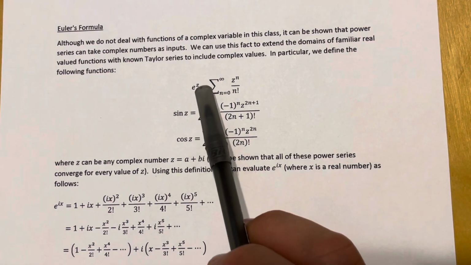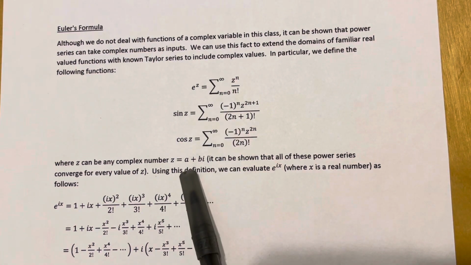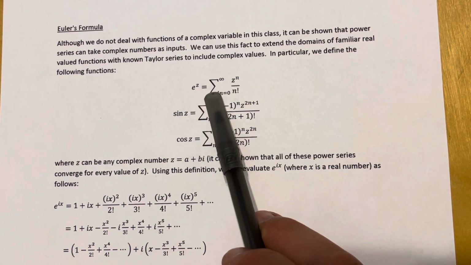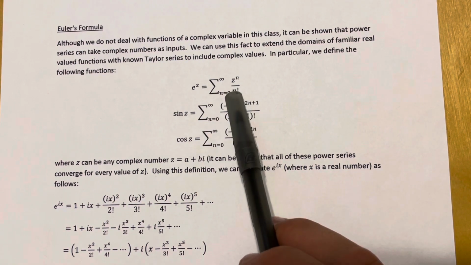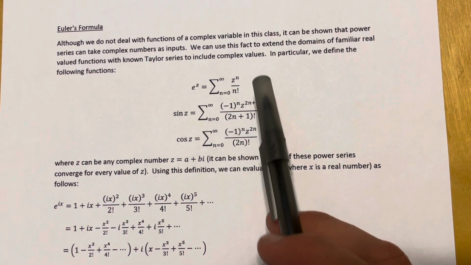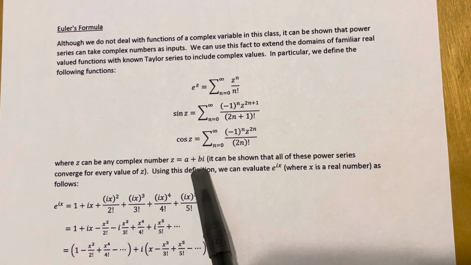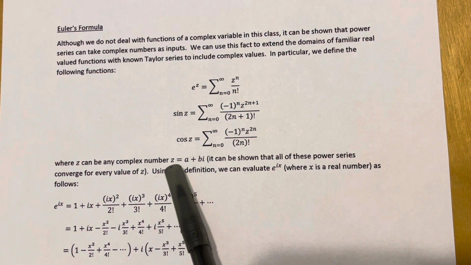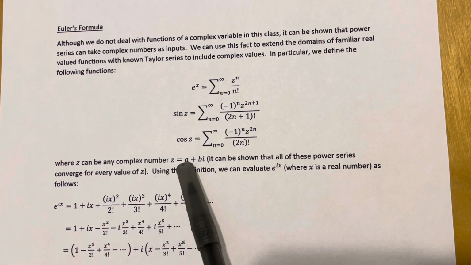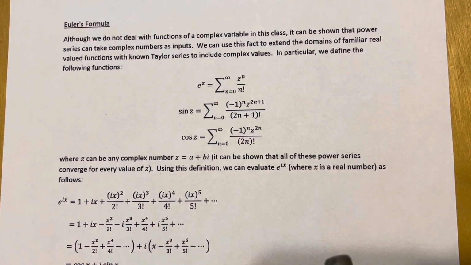Well, we can define e to the z, where z is allowed to be a complex number, by just taking the Maclaurin series for e to the x and replacing that x with a z. So now we're assuming that the z here can be any complex number. And remember, the complex numbers include the real numbers as well, because in this form, z equals a plus bi, if b is equal to 0, then I have z equals the real number a. So real numbers are just a subset of the complex numbers.